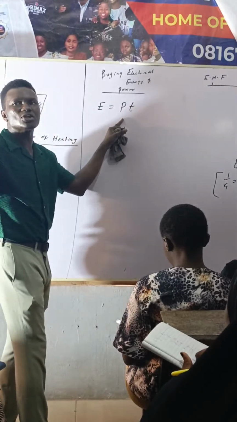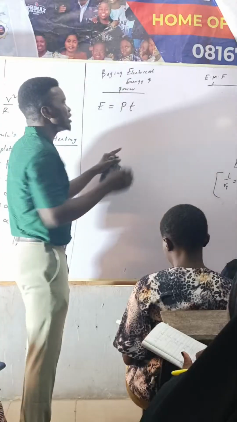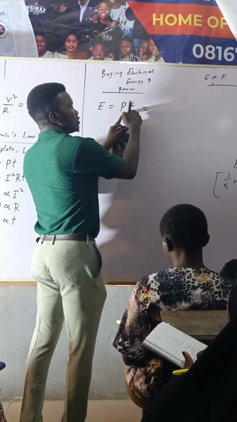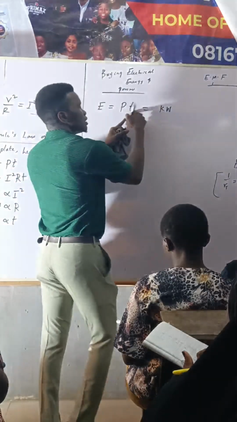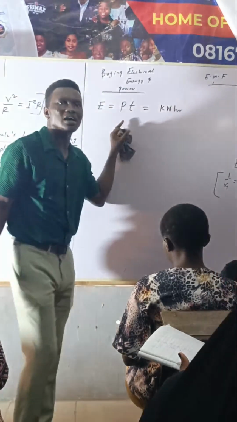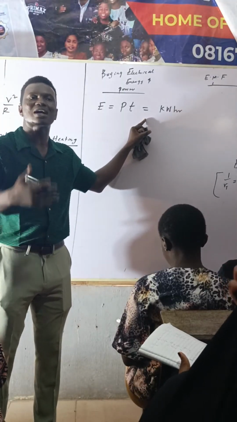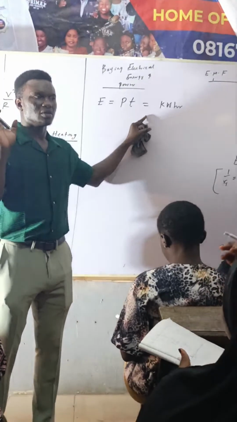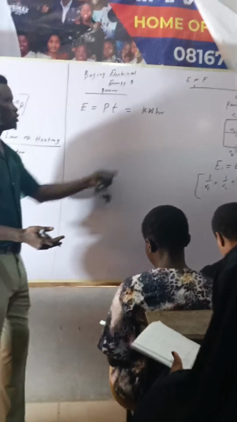Please know the units of commercial units. The commercial unit is kilowatt hour, not per hour, kilowatt hour. You pay for everything in kilowatt hours. So depending on what you have used in your house, you can continue to pay.